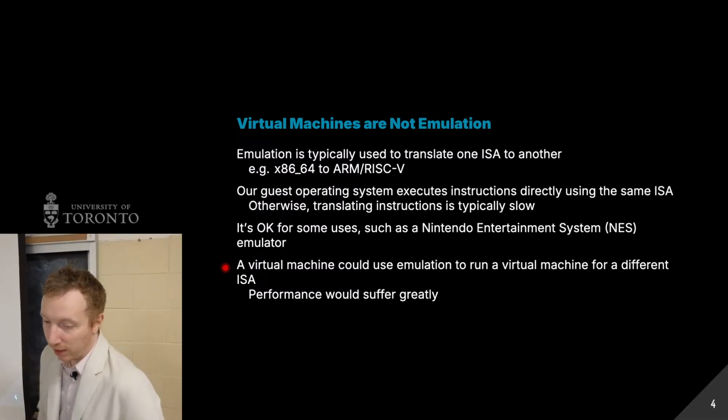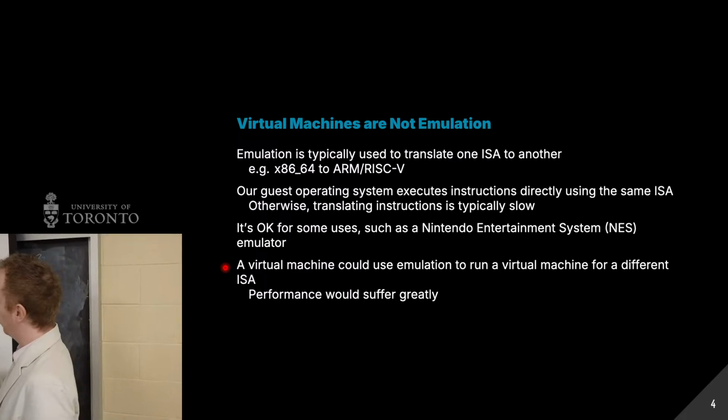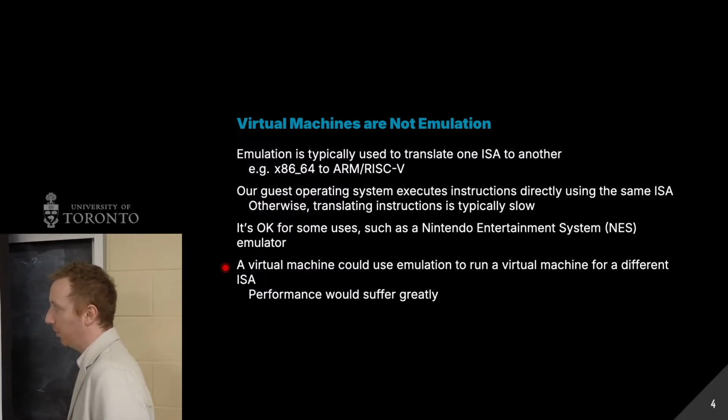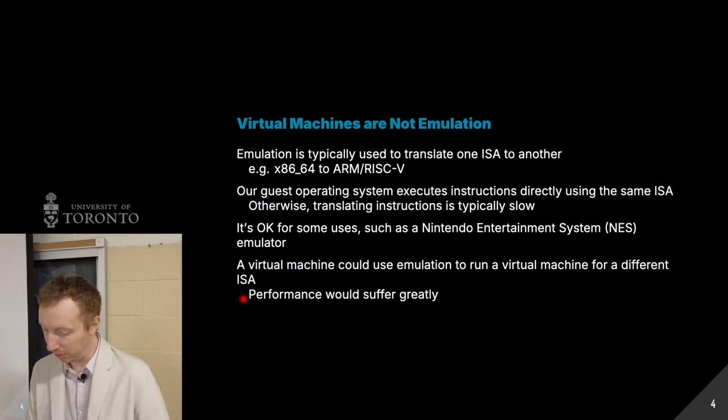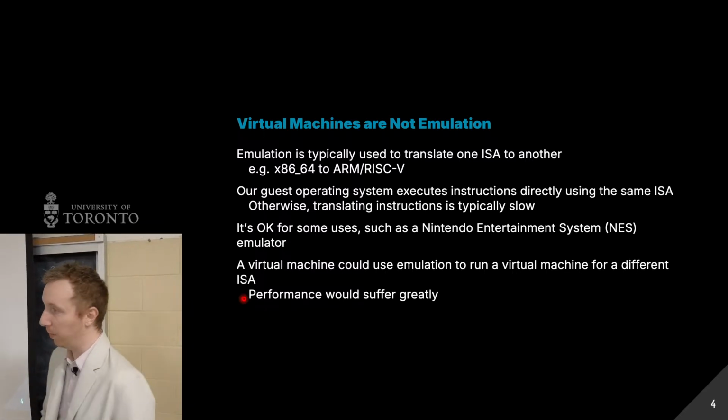So a virtual machine could use emulation to run a virtual machine on a different ISA, but generally, unless you have special things like Macs do, performance would be really, really bad.